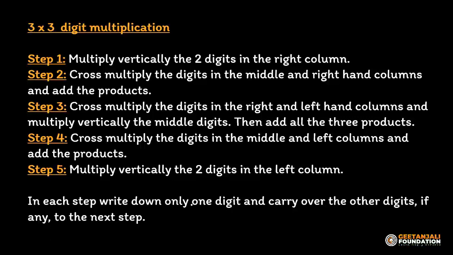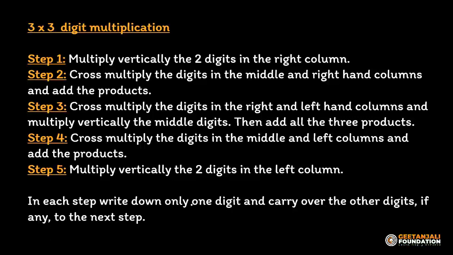In the fourth step, you cross multiply the digits in the middle and the left column and add the products. In the fifth step, you multiply vertically the two digits in the left column. And in each step, write down only one digit and carry over the other digits, if any, and that will be added in the next step.